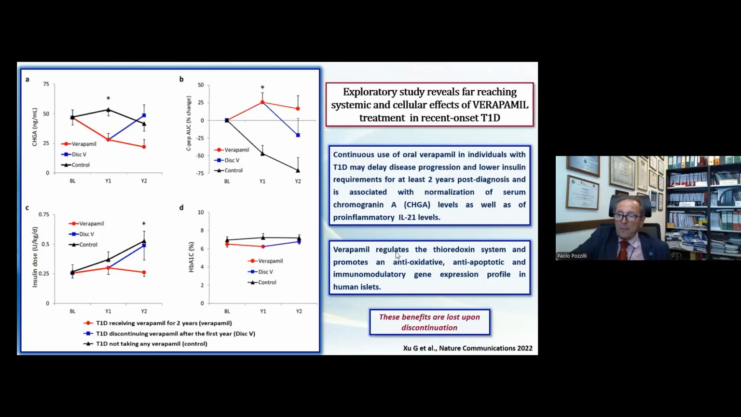Verapamil works by modulating the thioredoxin system and promotes an antioxidative, anti-apoptotic beta cell and immunomodulatory gene expression profile in human islets. This benefit is lost upon discontinuation, but the treatment is of interest because it is safe and has been used for a long time. You can somehow block the process of beta cell destruction. Further studies are required, and there are important ongoing long-term studies to find out if you can reduce the amount of insulin needed.